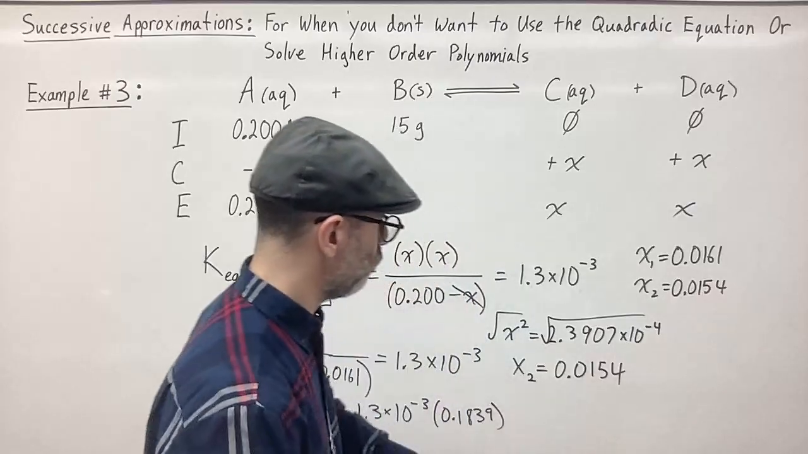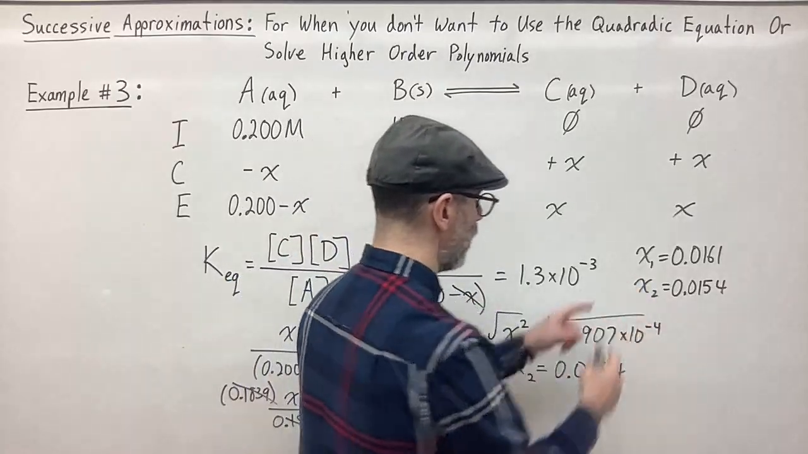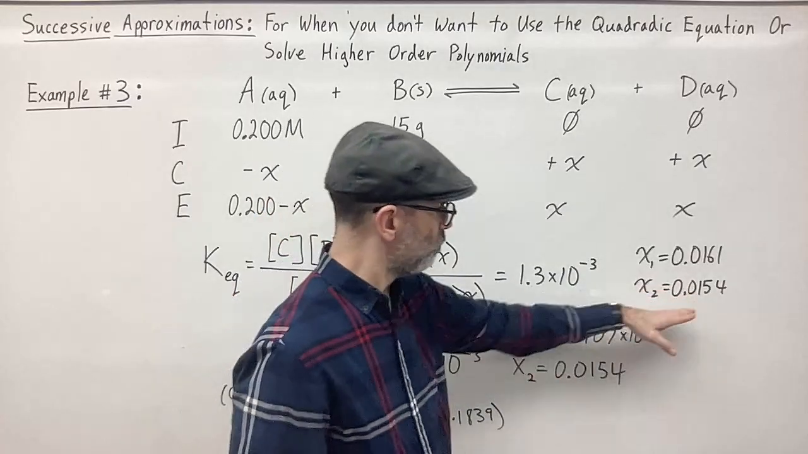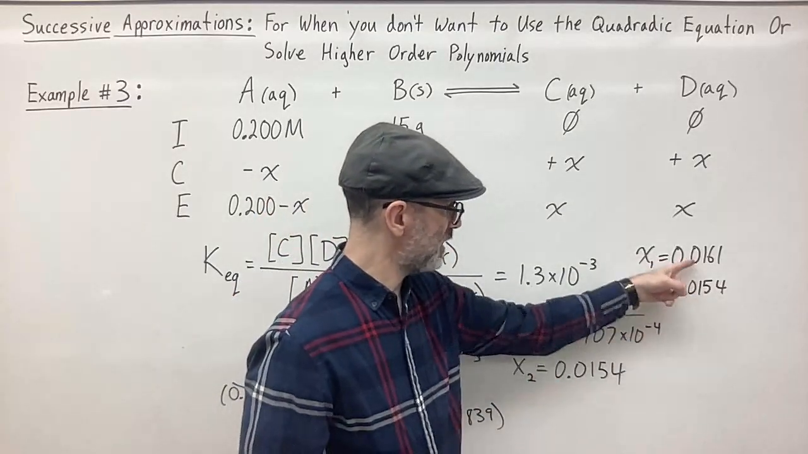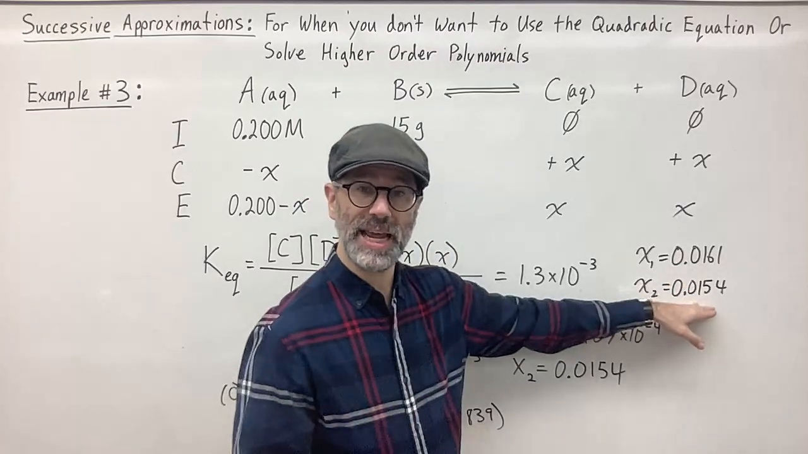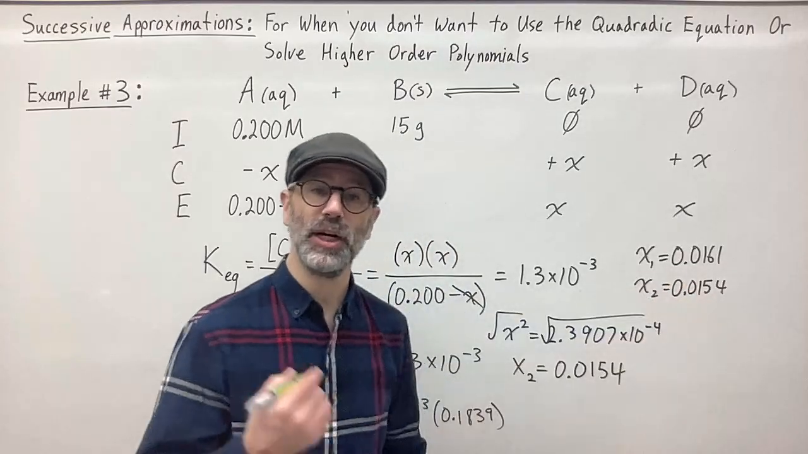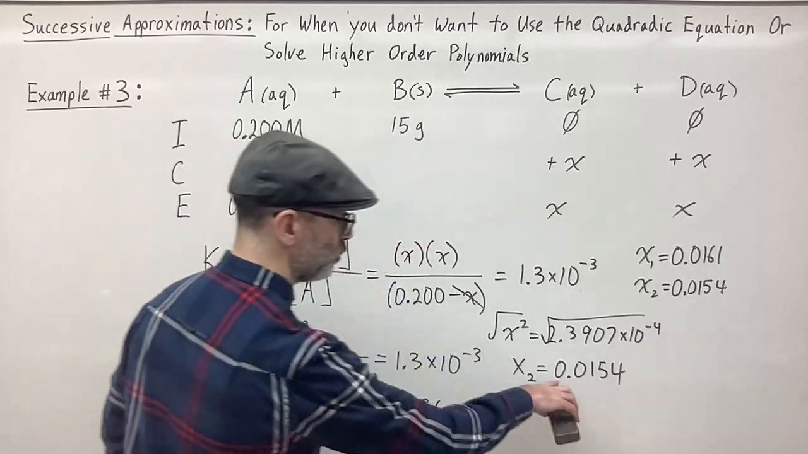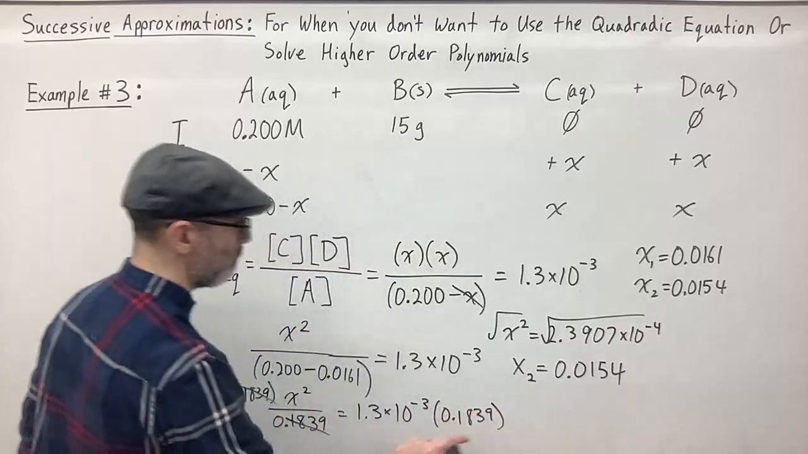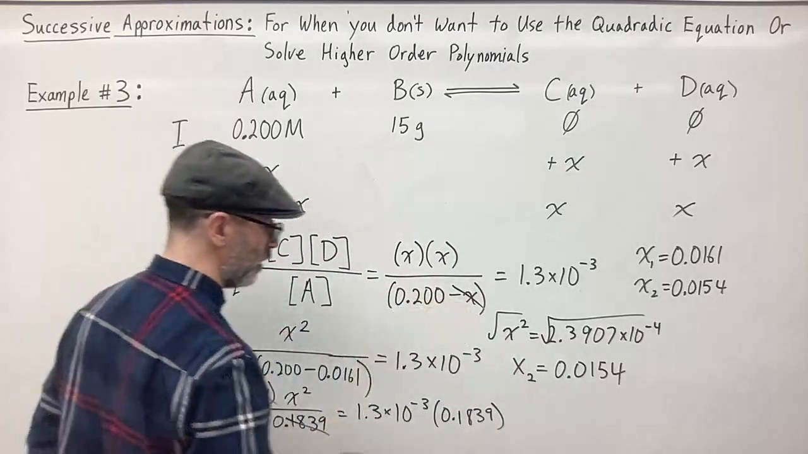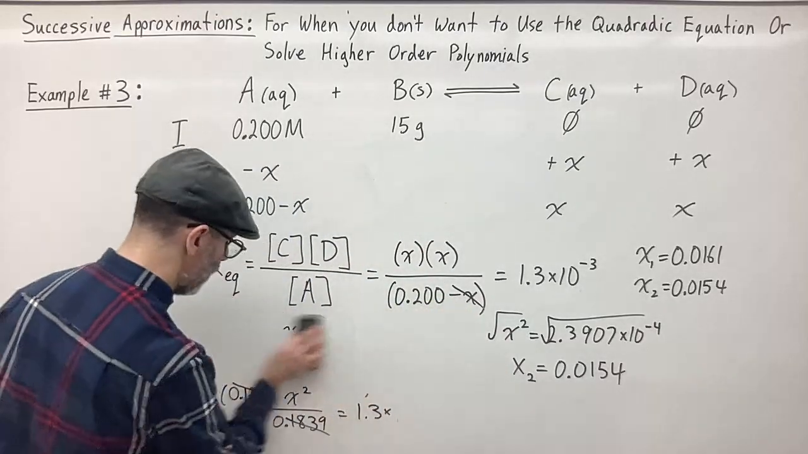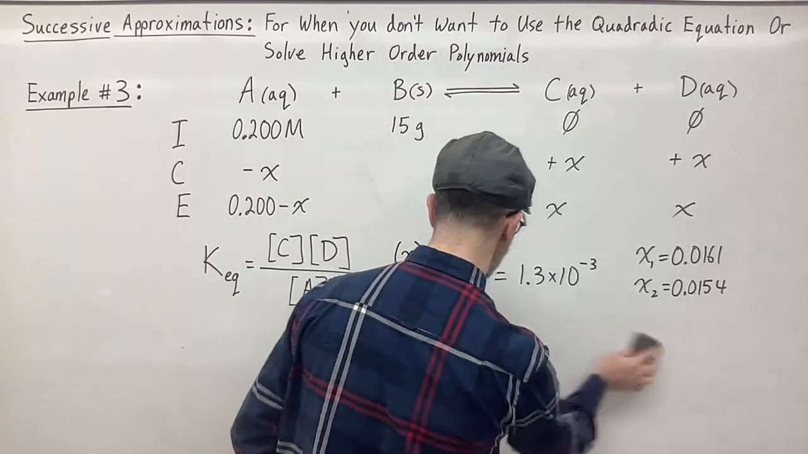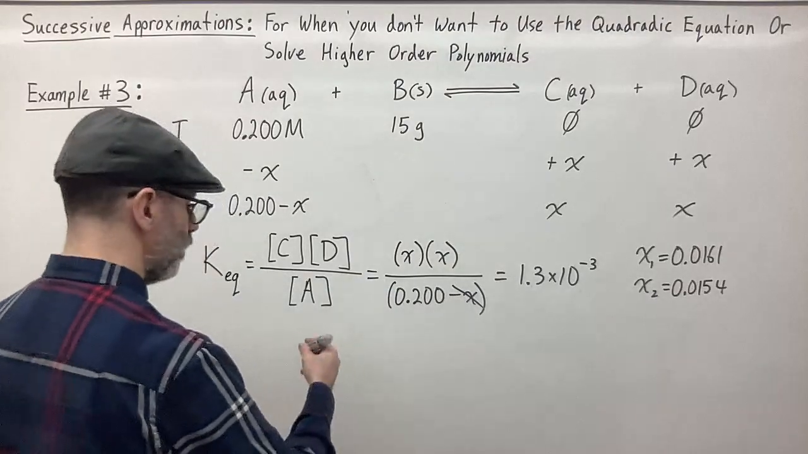And so now you'll notice that my x1 and x2 are different. So I have to keep going. So again, I'm looking for two successive x values that are the same. Once I get two successive x values that are the same, I know I can stop, right? So then I've got to keep going. What I'm going to do is put this value back into x here and do the calculation again. So let's do it again, and we'll see if we get the same answer.